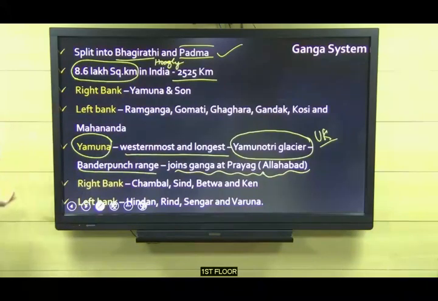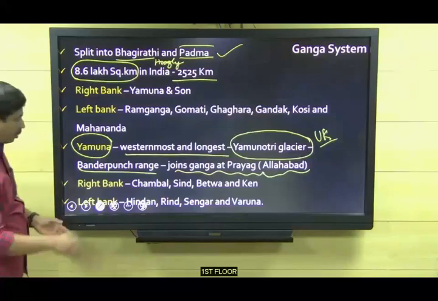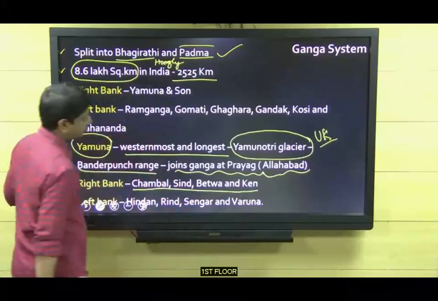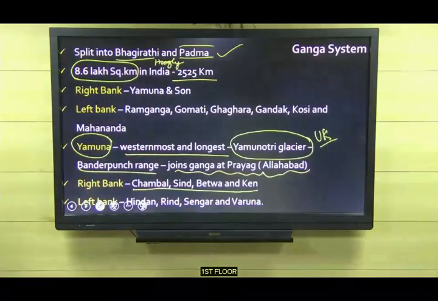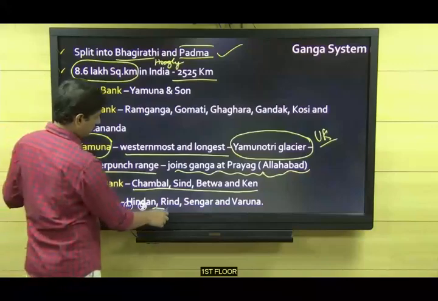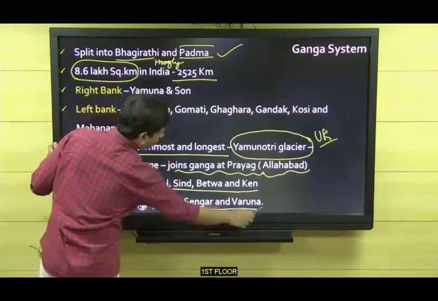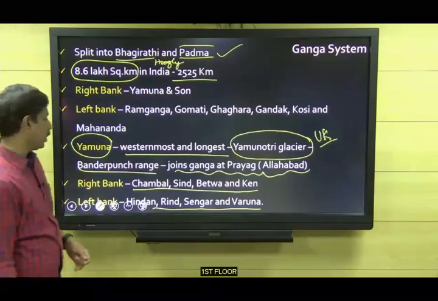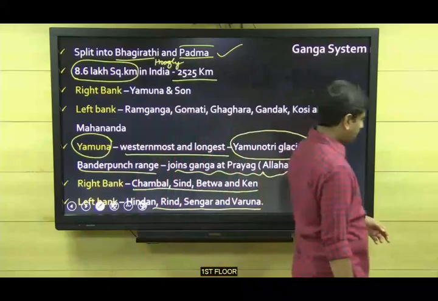Okay, for Yamuna, what are all the tributaries? Right bank, from the southern side, Chambal, Sindh, Betwa, Ken. Chambal, Sindh, Betwa, Ken are the right hand tributaries of Yamuna. Left bank are smaller tributaries, Hindon, Rind, Sengar, Varuna are the left bank tributaries of Yamuna.